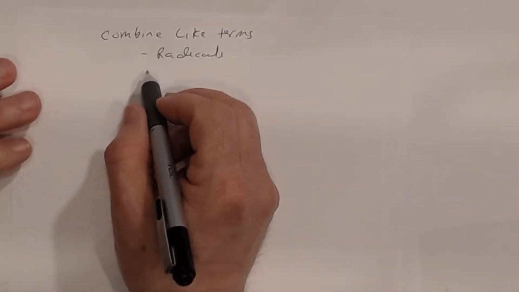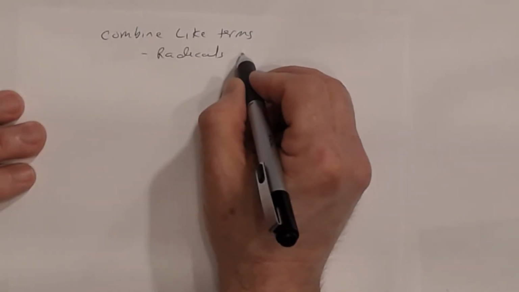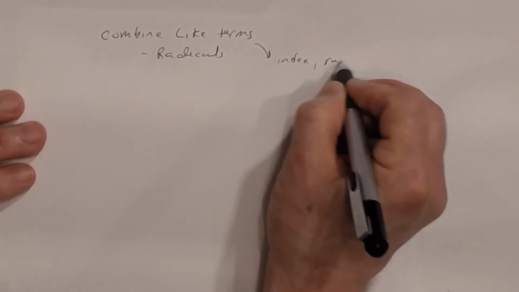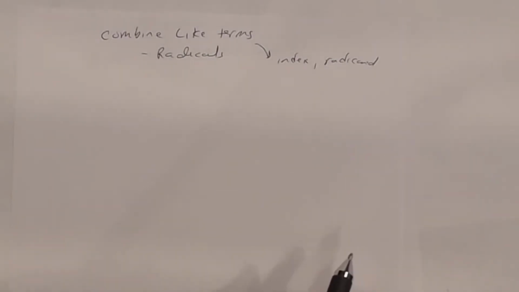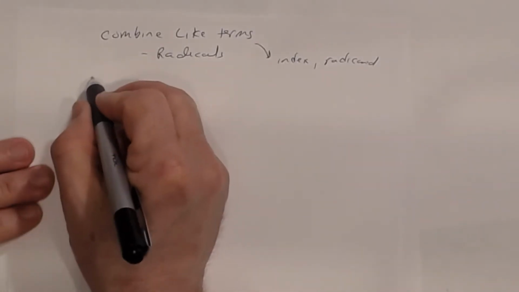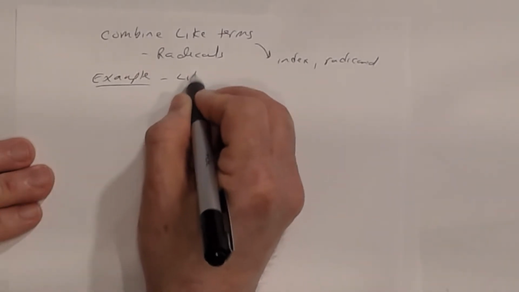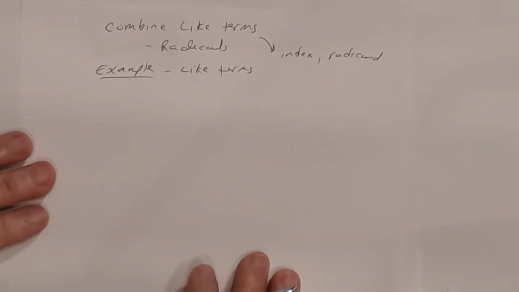So what are like terms with regards to radicals? What we're going to look at to determine that is the index and the radicand. Those two, for the most part, will determine whether radicals are like terms in these problems. So here are some examples of like terms, and as we go through this, we'll talk about what makes those like terms.